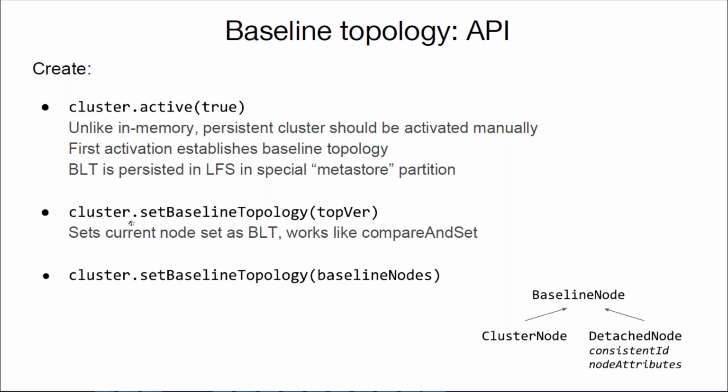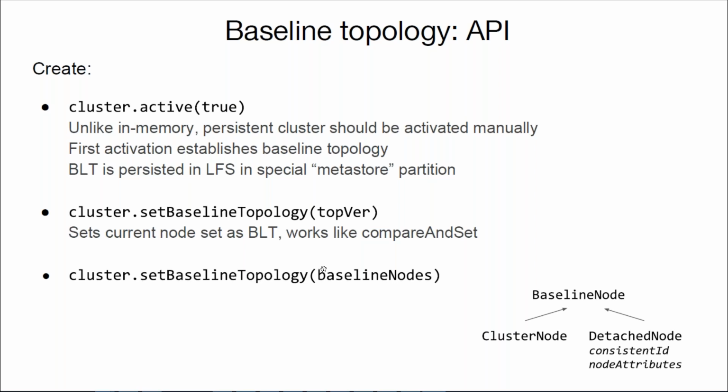So that method call sets the current node set as baseline if the topology version is still equal to the version you passed. It works like a compare-and-set operation. You just compare the topology version that you passed with the actual topology version and change the baseline if they are really equal. There's an option for more precise configuring of baseline topology.